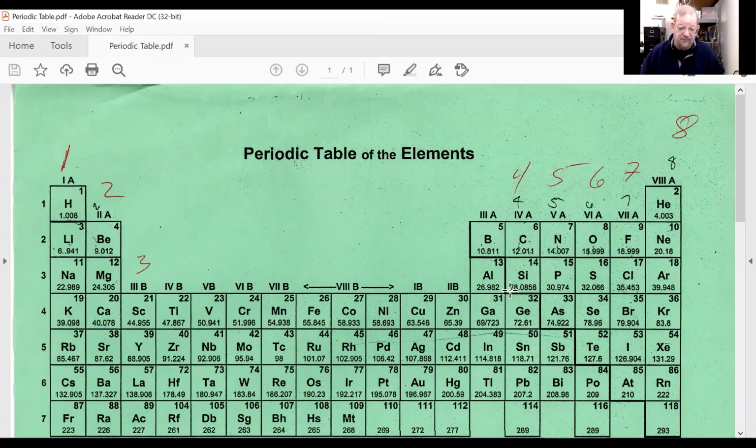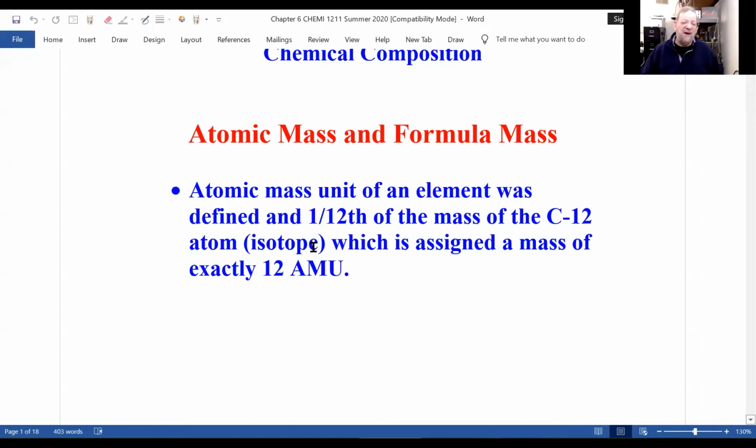Now, those are calculated numbers. How do we get those? Where do they come from? Good question. Thank you, Dr. White. You're welcome. And by definition, the atomic mass unit, that's the weight we use for atoms of an element, was defined as 1/12 the mass of the isotope C12 atom of carbon, which is C12 being the carbon 12 isotope or atom, and assigned the mass of exactly 12 AMU. AMU stands for atomic mass units.